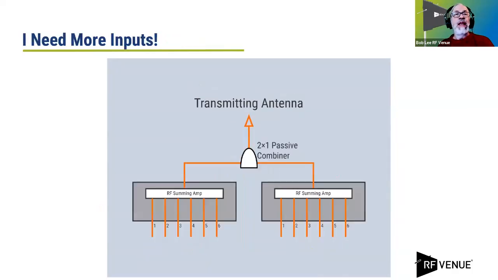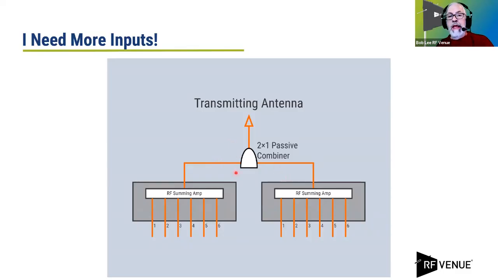Now, I need more inputs. What do I do? The cool thing about combiners is that you can combine the composite outputs passively. So at RF Venue, we offer a 2x1 passive combiner, and what that does is take the composite RF outputs from the 2 combiners and joins them together to feed the transmitting antenna.